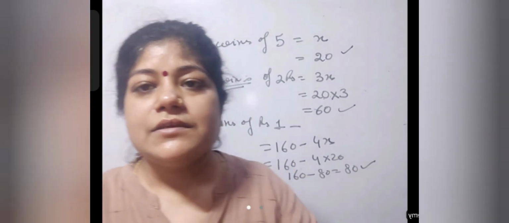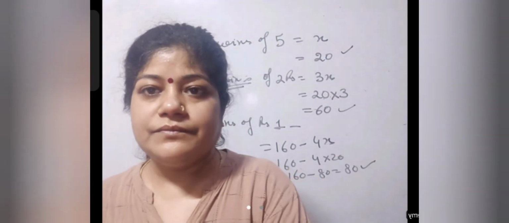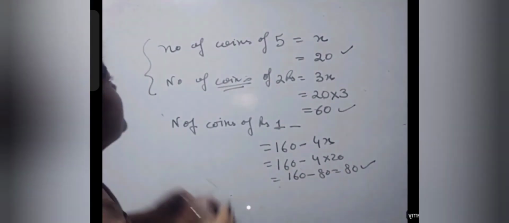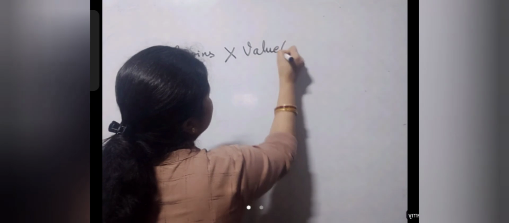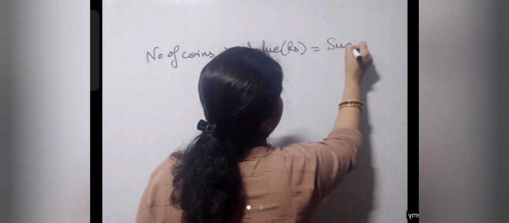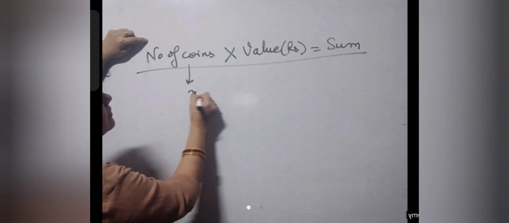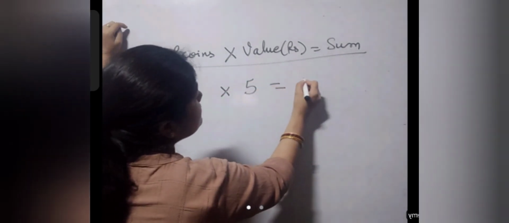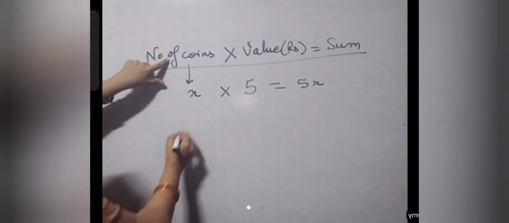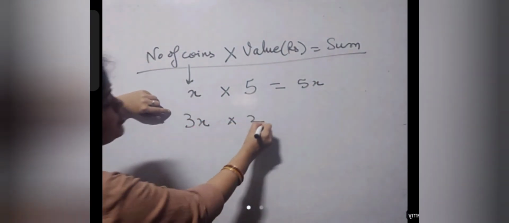Listen to one thing. Whenever there are cases where the number of coins and values are given, the number of coins into value, in rupees, is equal to the sum. Clear? The time is over now, the next class is there, but I'm just explaining to you. So when we have number of coins x, the value is 5 rupees, it becomes 5x. When the number of coins is 3x, its value is rupees 2, as in our question.